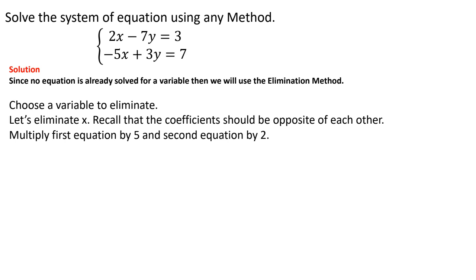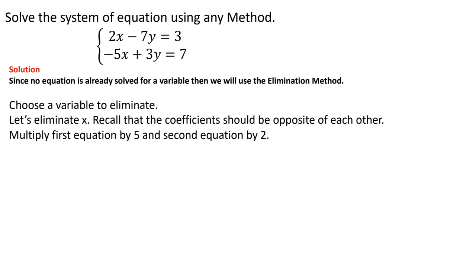Since these two are both prime numbers, the least common multiple between them is just the product of the two. 2 times 5 is 10. So 10 is my least common multiple. So that's what I want to have for the first equation, positive 10x, and I want a negative 10x for the second equation. So what I need to do is multiply a 5 to the first equation to get that 10, and I'm going to multiply a 2 to the second equation to get a 10.